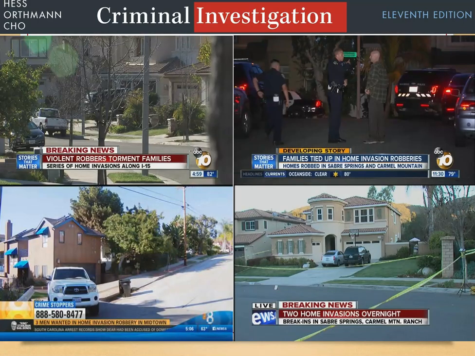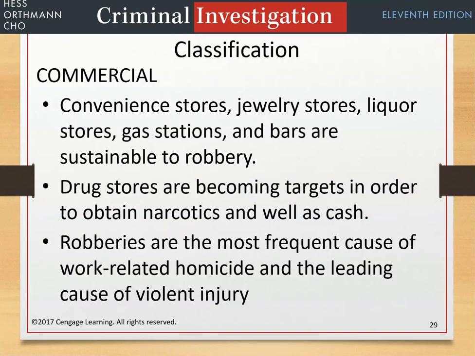You can see this type of robbery takes place often, not as often as some of the others, but it does make the news. And again, it's very frightening, extremely dangerous, and traumatic because of all the individuals that are involved. And one last thing before we move on to commercial.